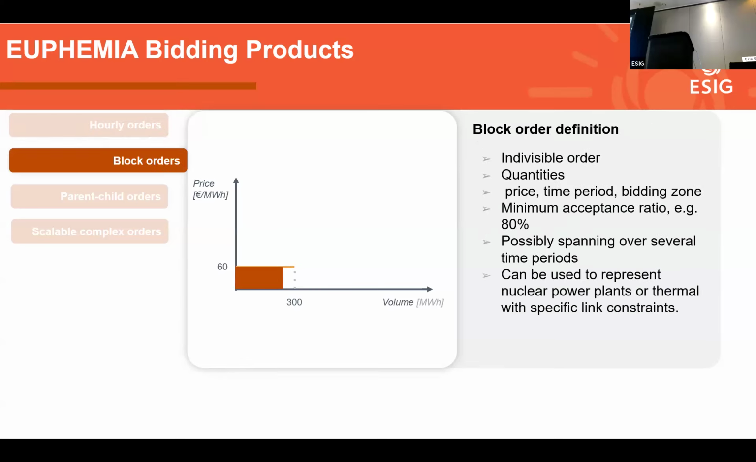Aside from that, you also have more complex orders called block orders. Those orders are indivisible, meaning you can only accept them fully or fully refuse them. For those orders, what you need to give as inputs are quantities. So it's not quantity, but quantities, because it spans over multiple time periods. The minimum number of hours is 4 for the moment in Europe. And you need to define price, time periods, and bidding zones at which they would be active.